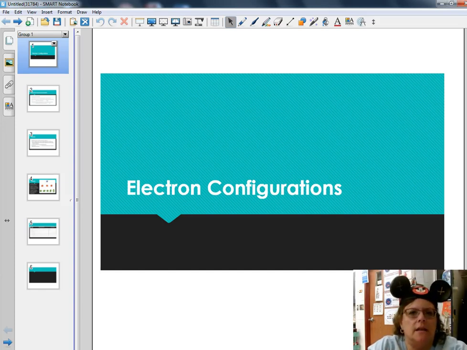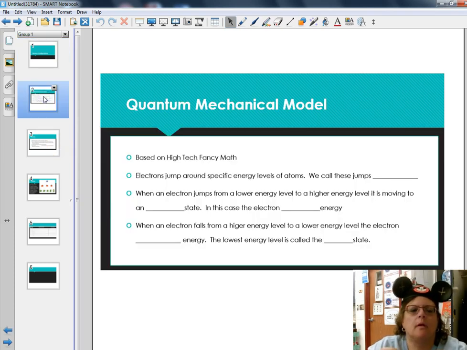Hi. Let's talk electrons. Electrons are based on the quantum mechanical model, which is a whole lot of math that I'm not even going to try to pretend like I understand.